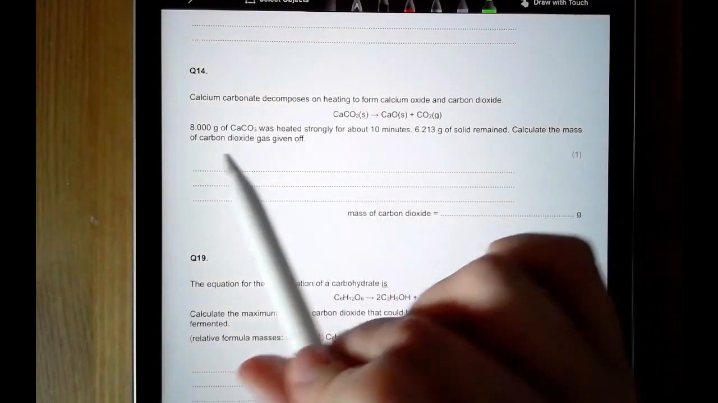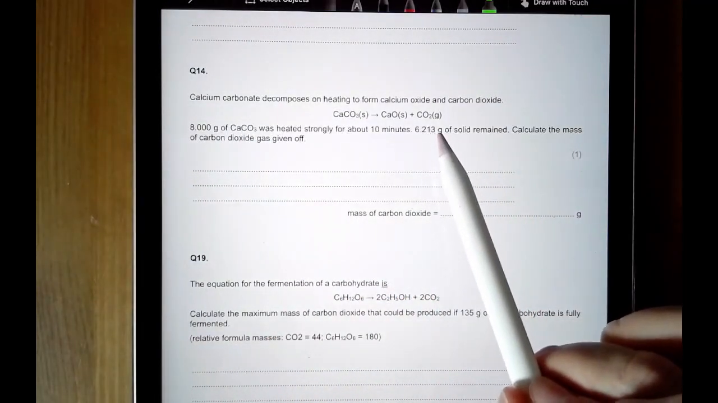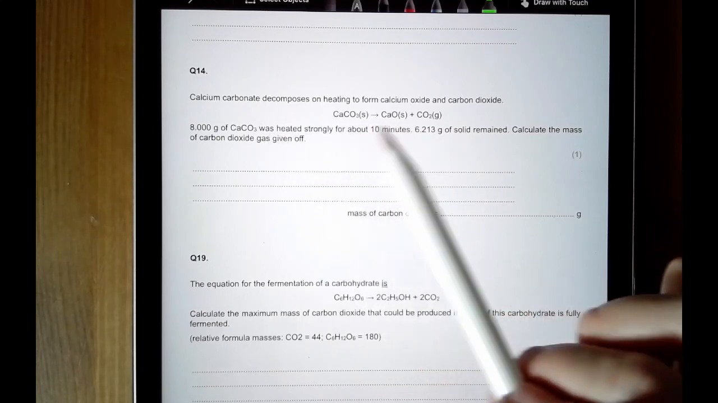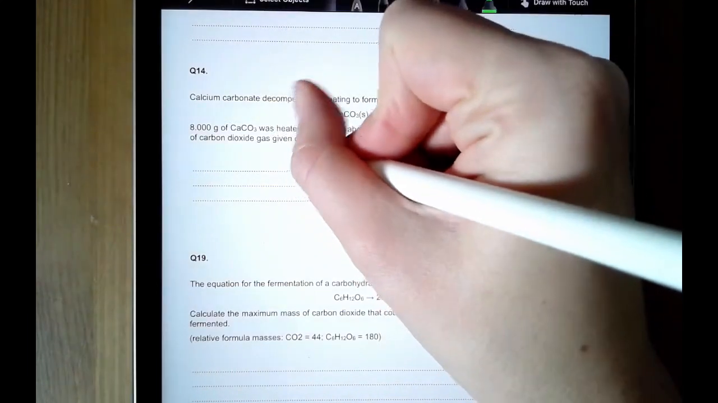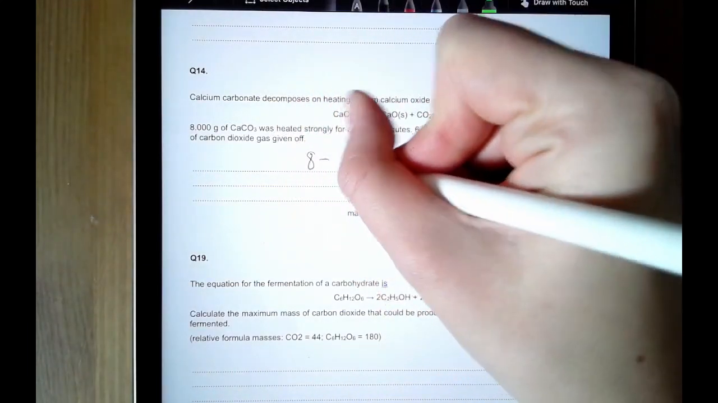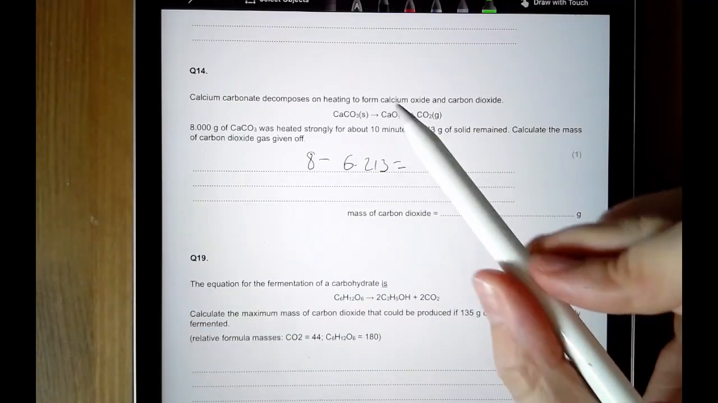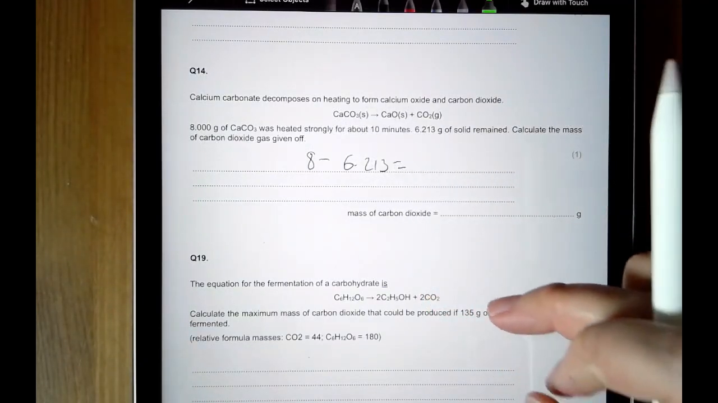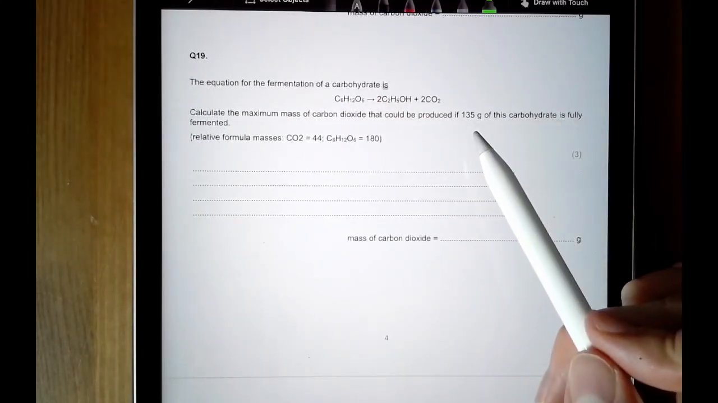You're told you've got 8 grams of calcium carbonate. You're told you've got 6.213 grams of this solid. You're asked about CO2. When you're given 2 masses, it's much easier. You'll see it's only a 1 mark question. It's just going to be 8 minus 6.213 to work out how much CO2 you've got, because the reactants and the products must both equal 8.